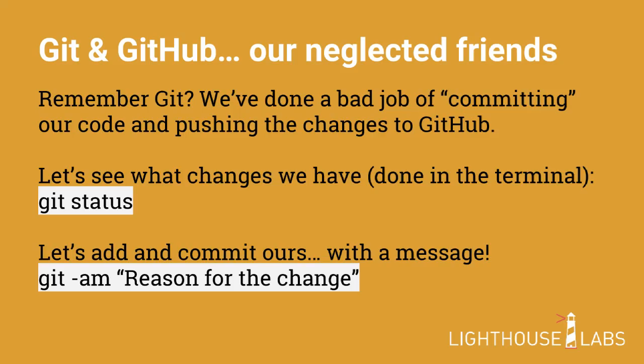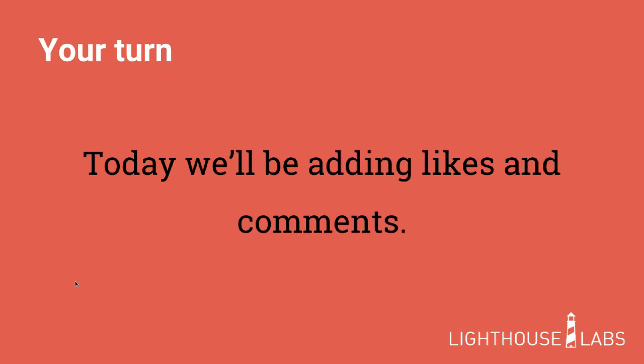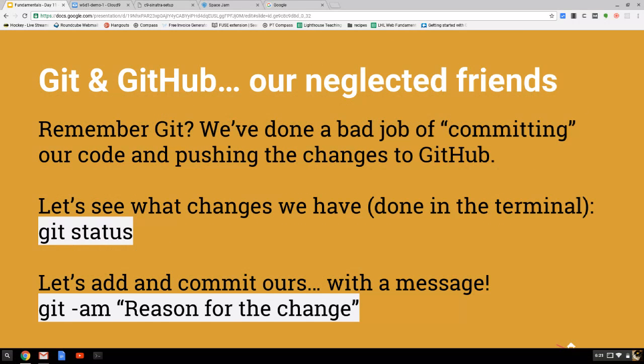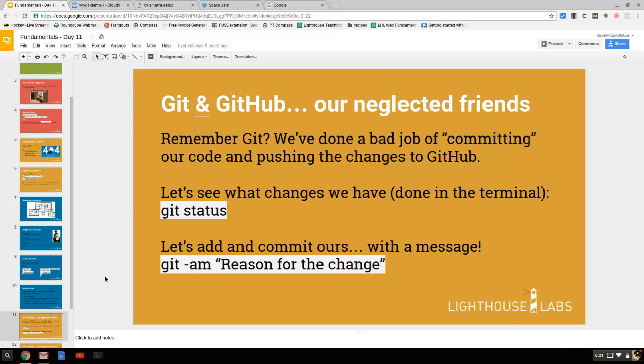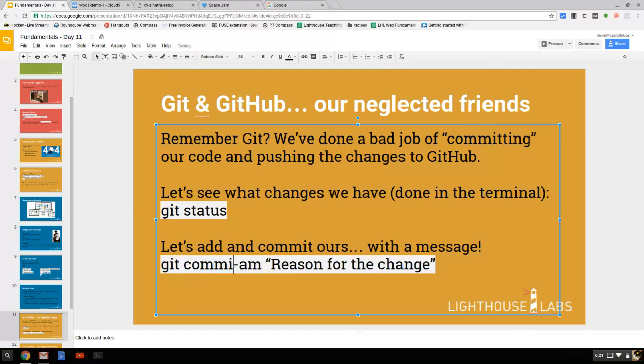So this is all review. You want to see the differences that you've made, or you want to see new files that are waiting to be tracked. You type git status. This one's wrong. This should be git commit -am. I wonder if I can fix that. I'm going to fix it right now. Git commit -am.